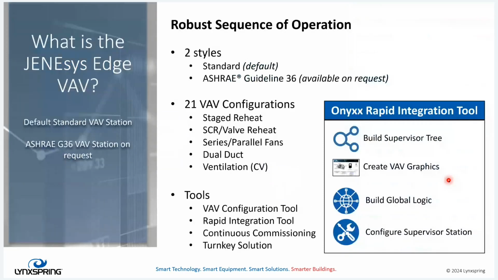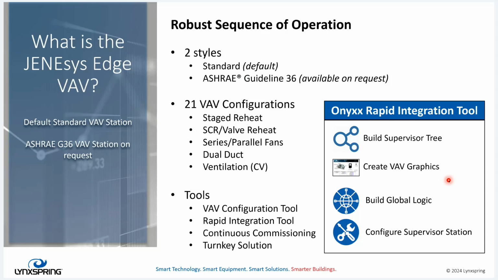Okay, we have a robust and tested sequence of operation. There are actually two types, and this second type is new to this latest version. In previous versions, we only had the ASHRAE Guideline 36. We've added a standard VAV station, which has a more regular, less intensive sequence of operation, let's say. That is now going to be our default. So if you don't specify otherwise, you'll get the standard sequence of operation. But if you want the Guideline 36, then you'll have to request that when you order the VAVs.